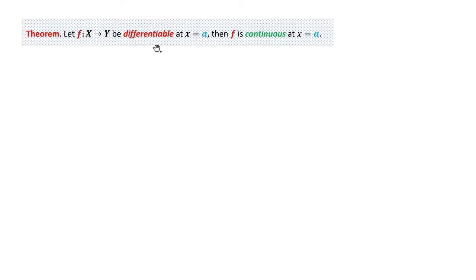Now, if a function is differentiable, then the function is continuous. It doesn't work the other way around. Differentiability is smoother than continuity, right? It's a regularity result. It's a smoothness result.